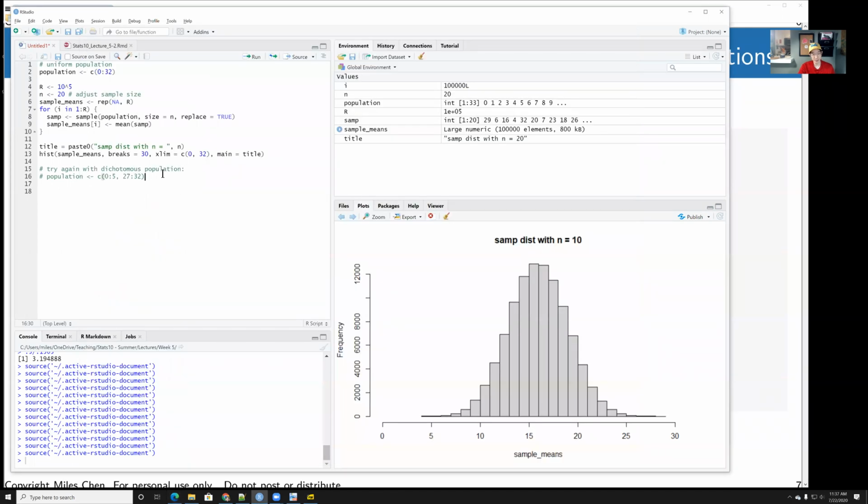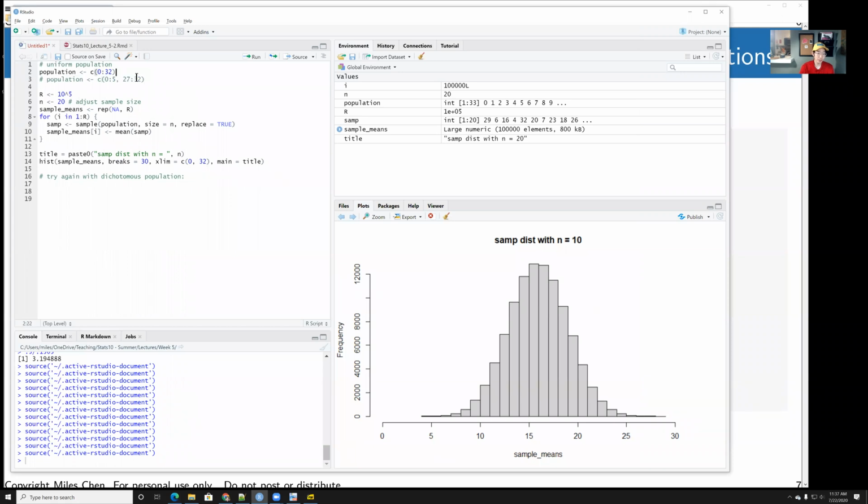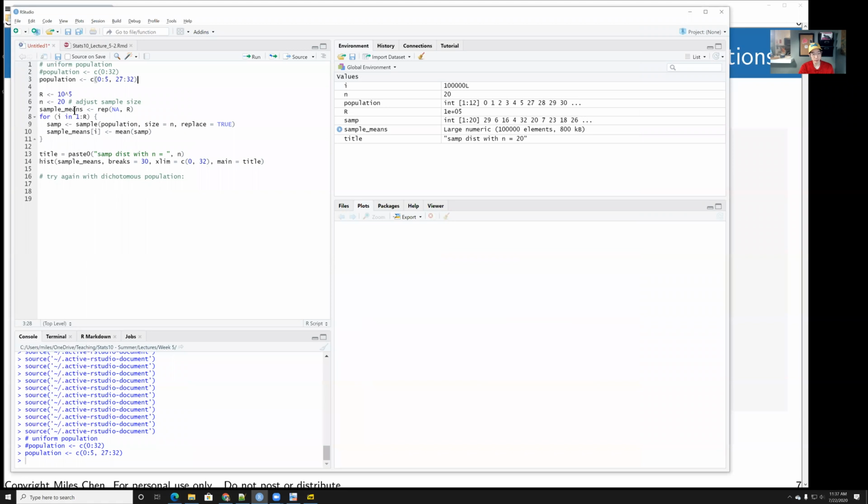And I can simulate this as well in R. I'm going to change my population to be the values 0 through 5 and 27 through 32. And we'll go ahead and clear all of these out. And we'll start off with samples of size 2.